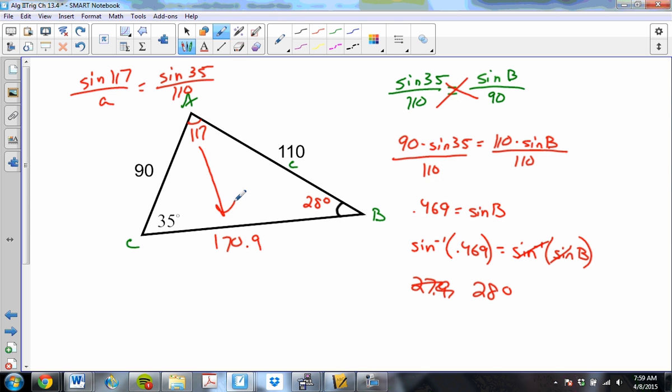Biggest angle, biggest side, smallest angle, smallest side. So this should all be good to go.